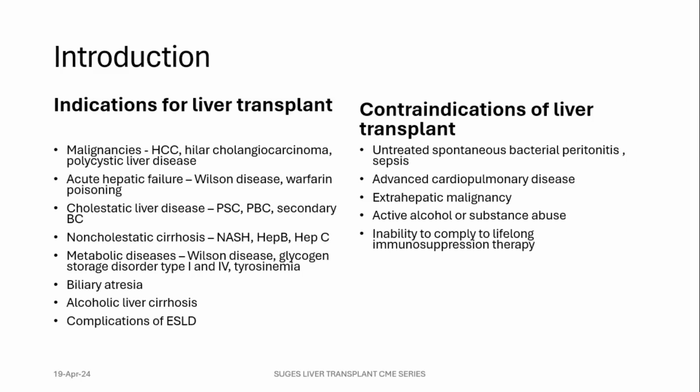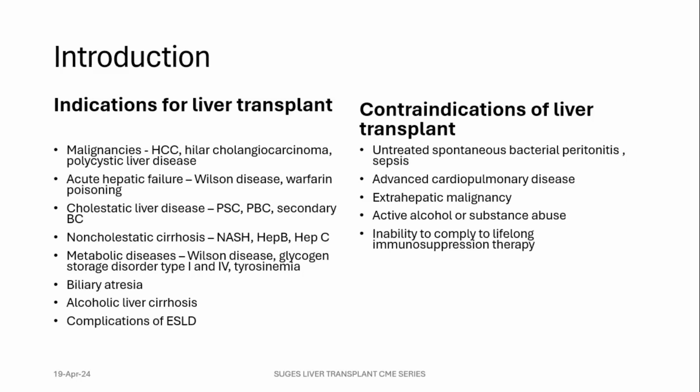I'm talking about the contraindications of liver transplant because one of the ways of managing complications of liver transplant is not to do the liver transplant in the first place if it shouldn't be done. So if a patient already has untreated spontaneous bacterial peritonitis and sepsis, these are patients who may have ascites and decompensated liver disease and end up developing bacterial peritonitis.